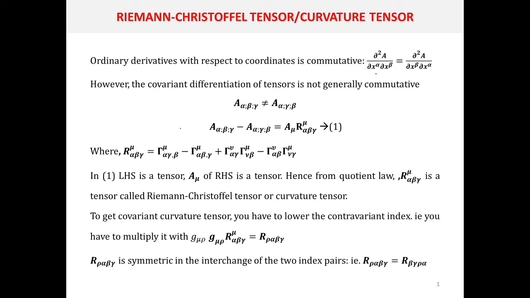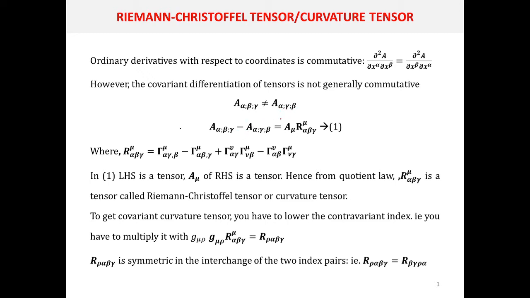You can first take the derivative with respect to alpha, then beta, or you can take the derivative first with respect to beta and then with respect to alpha. However, the covariant differentiation of a tensor is not generally commutative. It means A_α;β;γ, where the semicolon means the covariant derivative, is not equal to A_α;γ;β.